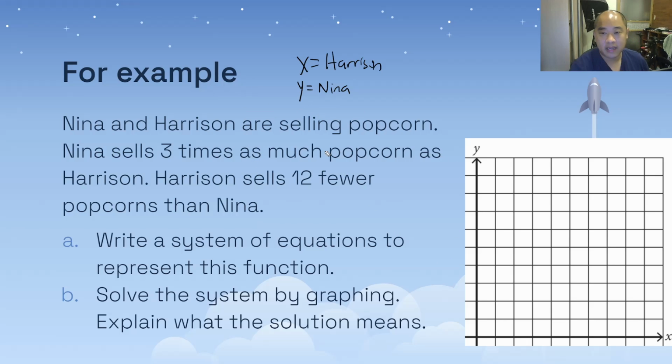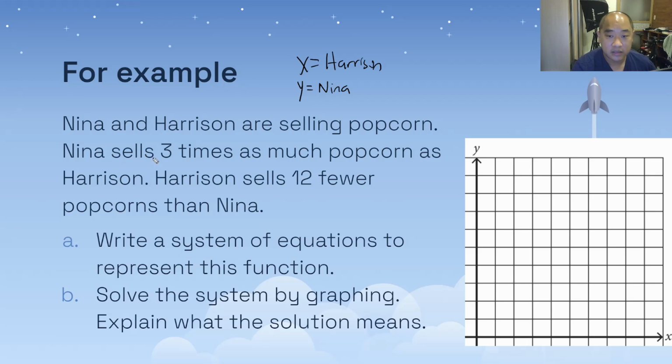because we have an X and Y axis, right? It doesn't have to be. X could be Nina and Y could be Harrison. In this example, there is not an independent and dependent variable, right? Harrison does not depend on Nina selling popcorn, and vice versa. Nina does not depend on Harrison to sell popcorn in order for her to sell popcorn. So there's not actually an independent and dependent relationship here. I just chose to do it this way. Anyway, okay, I spent a long time talking about that.